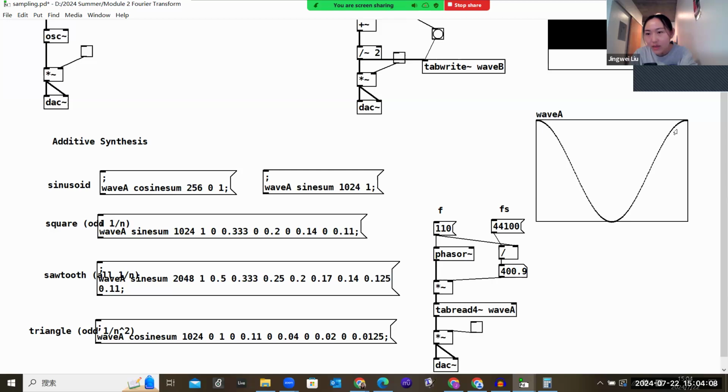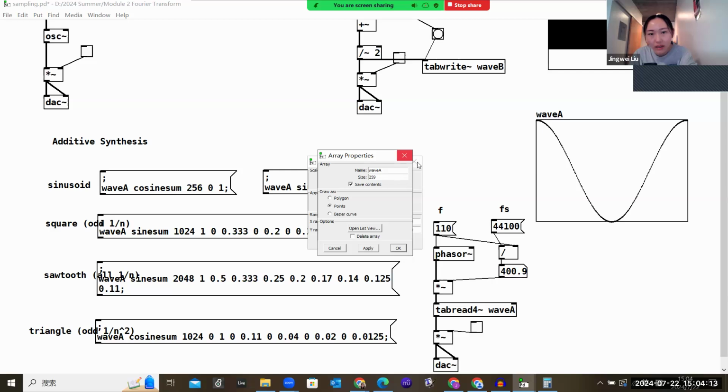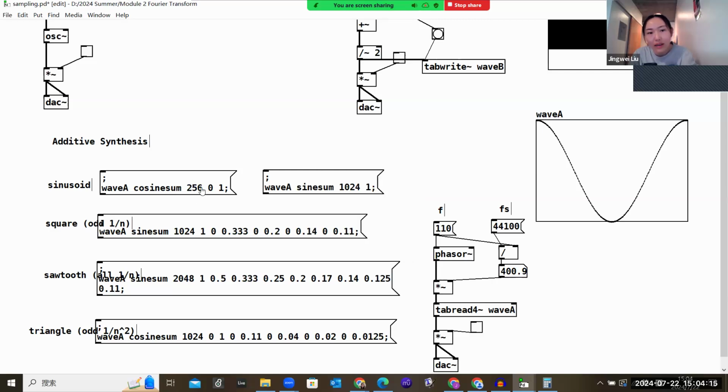This wave becomes less continuous. This property gives you this size. So this actually determines how many numbers, or the resolution of this table. How many numbers are there? How many samples are there in this table? Okay.